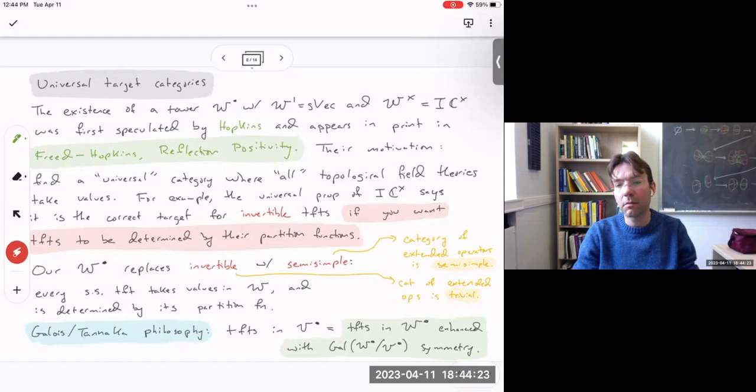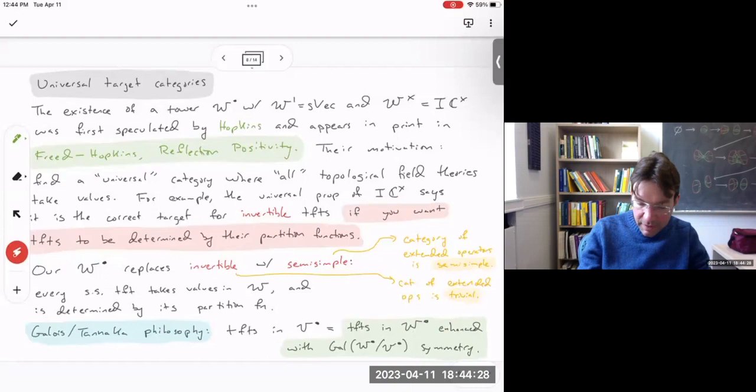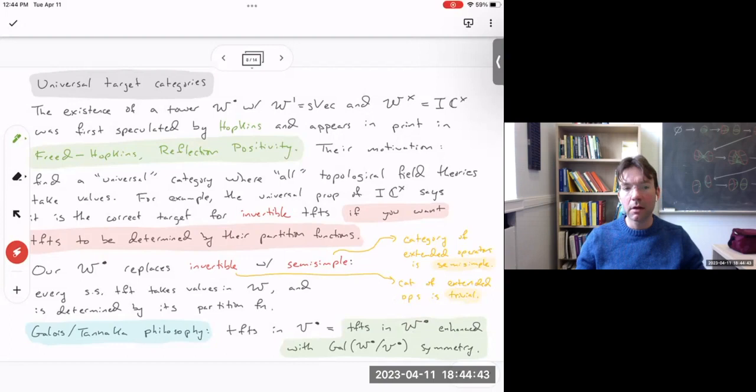And for topological field theories, this is really a huge upgrade. An invertible topological field theory is one that doesn't have any extended operators. The category of extended operators is trivial. And a semi-simple topological field theory is one whose operators are semi-simple, but not necessarily trivial. So we don't have a place where non-semi-simple field theories can live, but we do now have the universal world that can house semi-simple field theories.